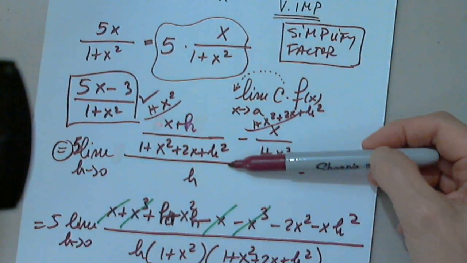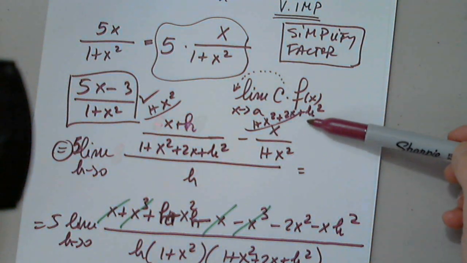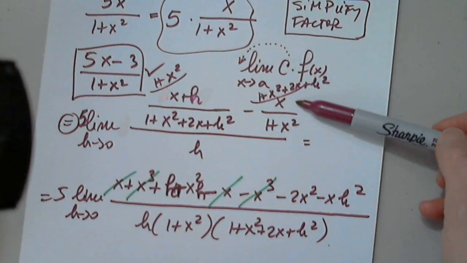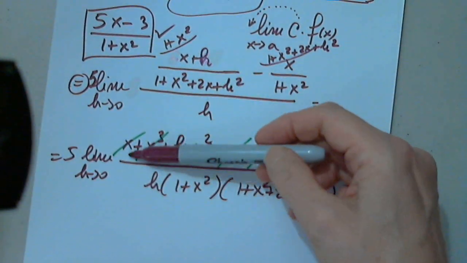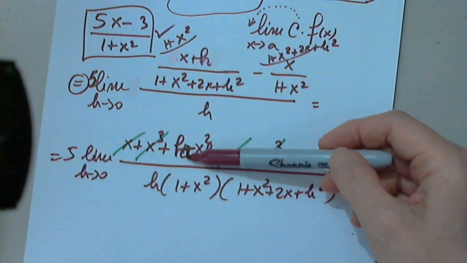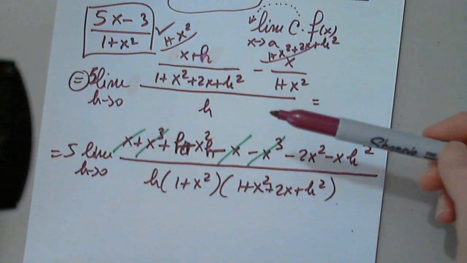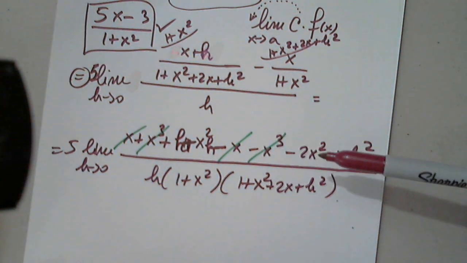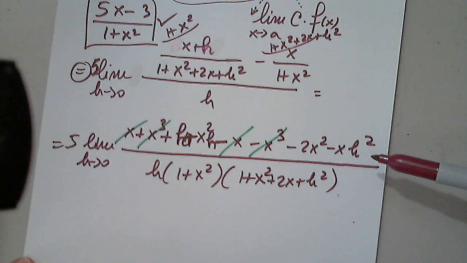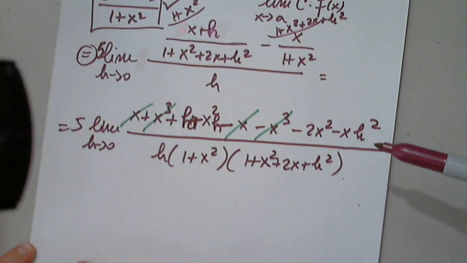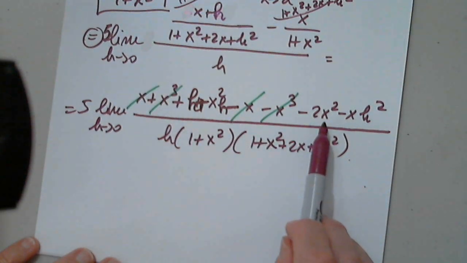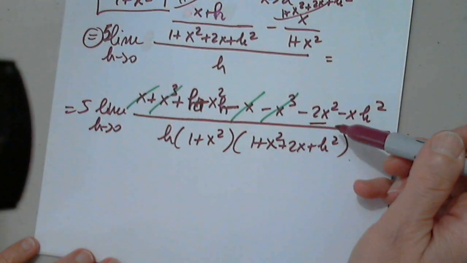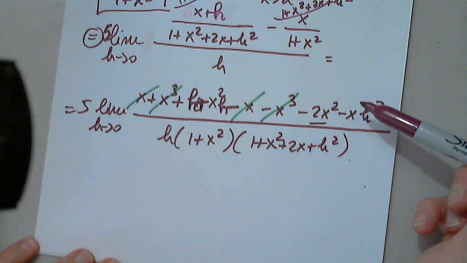1 plus x squared plus 2x, that's correct. 1 plus x squared plus 2x plus h squared, that's correct. Now here, yes, again, x cubed plus h plus x squared h, that's correct. Minus x cubed, minus 2x squared, minus xh squared, that's correct. Okay, so let's see what is left. This one does not go away, so something is wrong.